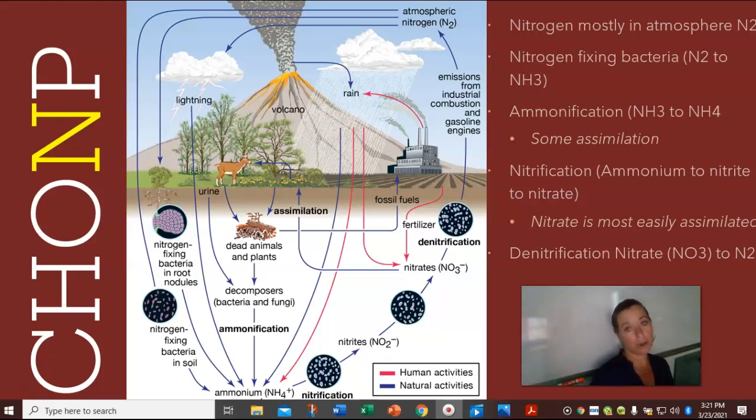Ammonia can also go through ammonification, and it gets turned from ammonia into ammonium. Yummy, right? Ammonium. Okay, so ammonium can also be assimilated by some plants and some other animals, but in general, nitrate is where it's at.